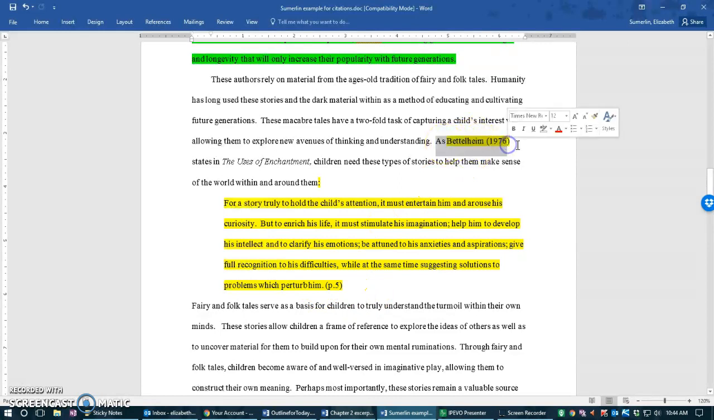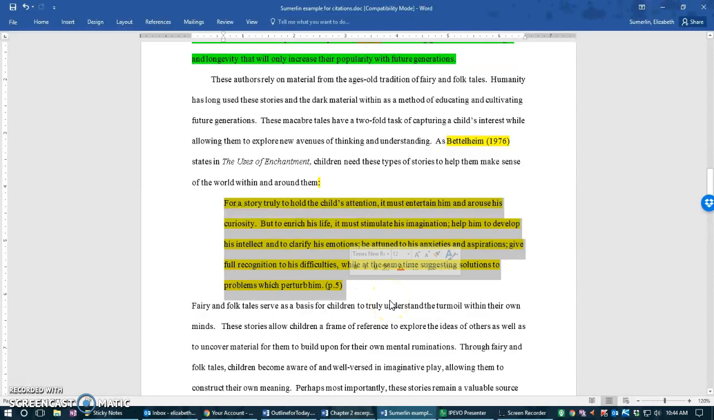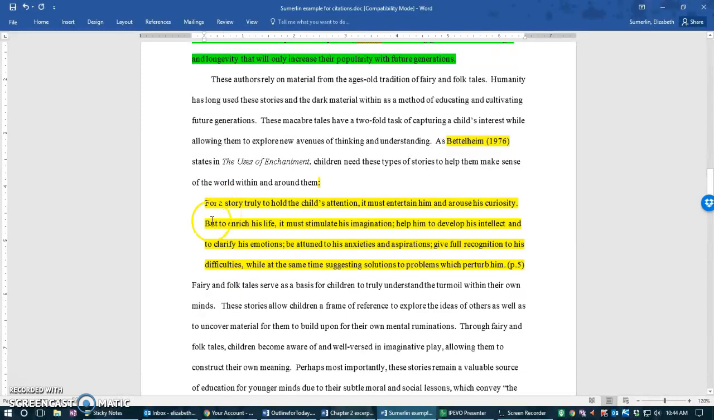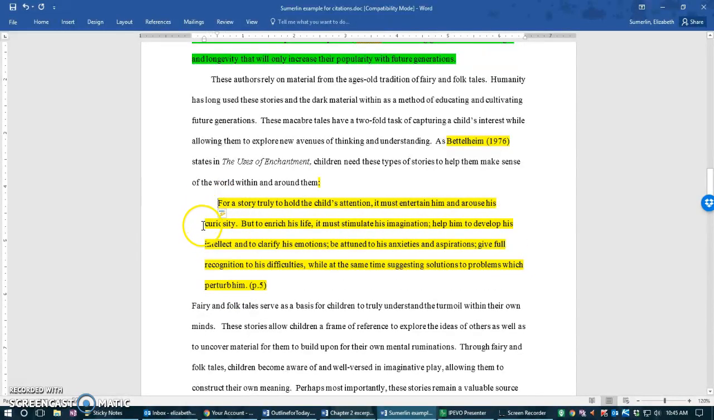But how do you do a block quote? Well, you have to introduce the author right there. Then you're going to put a colon before you start the quote. This is a quote from that book. You notice there are no quotation marks. It's just written. It's indented one whole space, and it's all the same. It makes a block. You put a period at the end of the quote. You put parentheses, the page number, and then there's no period there. So again, author, year, colon, quote, no quotation marks, period, parentheses, page number, close parentheses, no period.